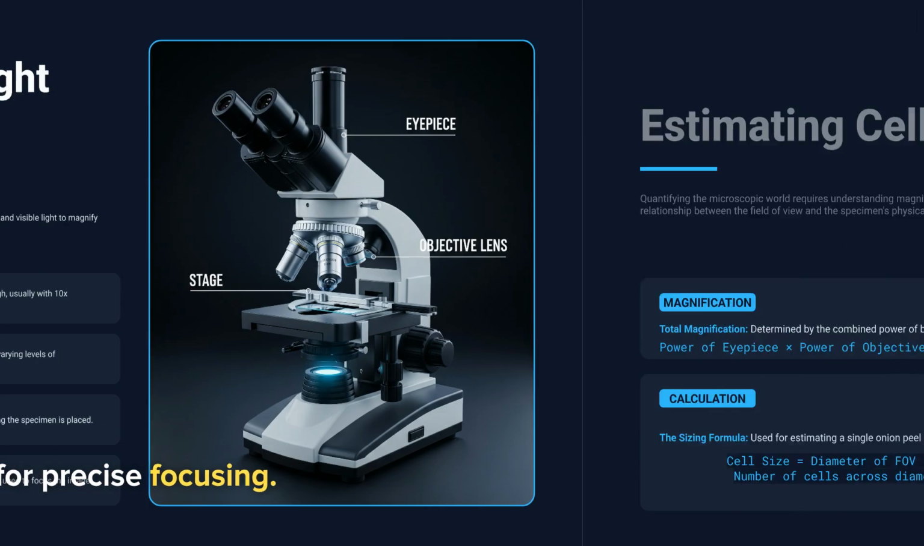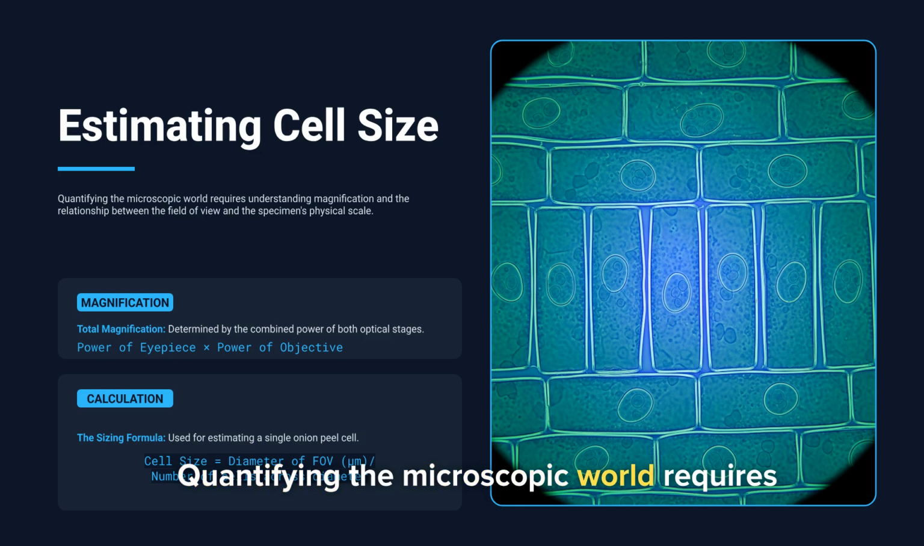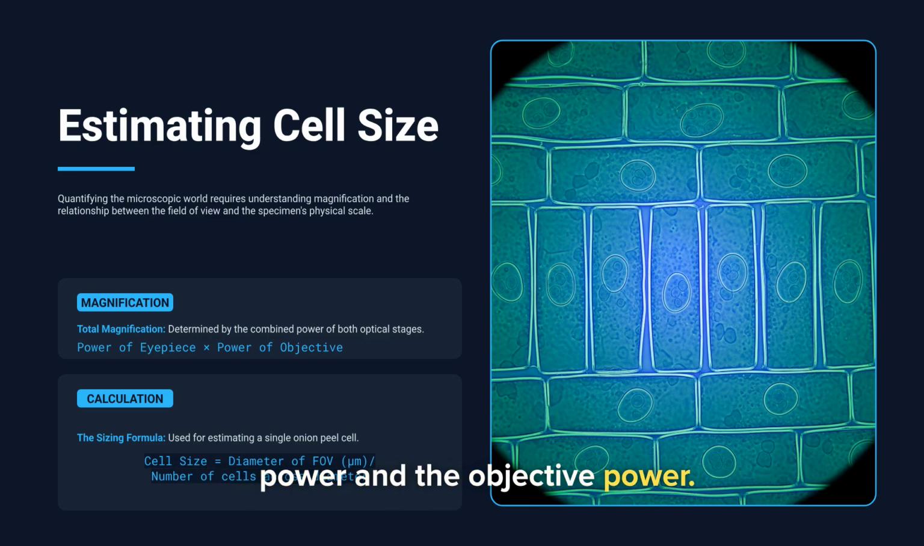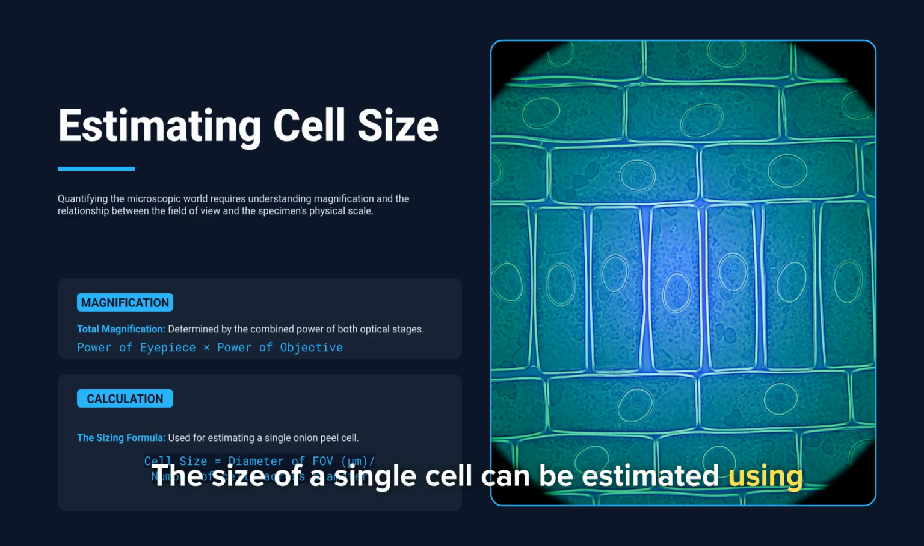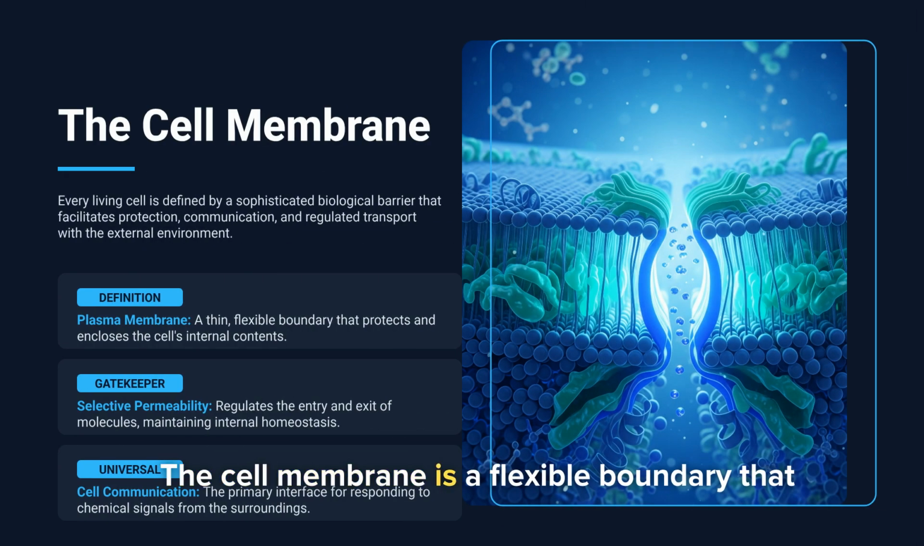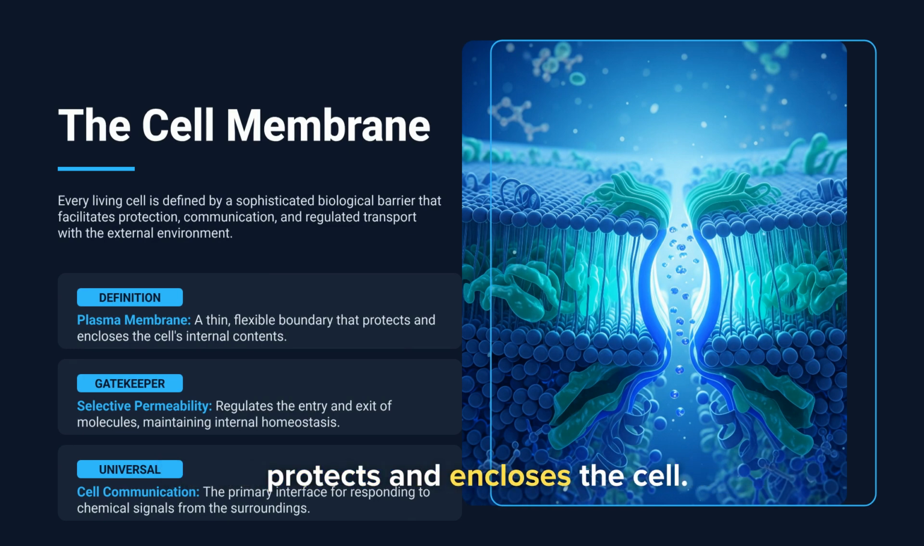knobs for precise focusing. Quantifying the microscopic world requires estimating cell size. Total magnification is the product of the eyepiece power and the objective power. The size of a single cell can be estimated using the field of view diameter and the number of cells across it.